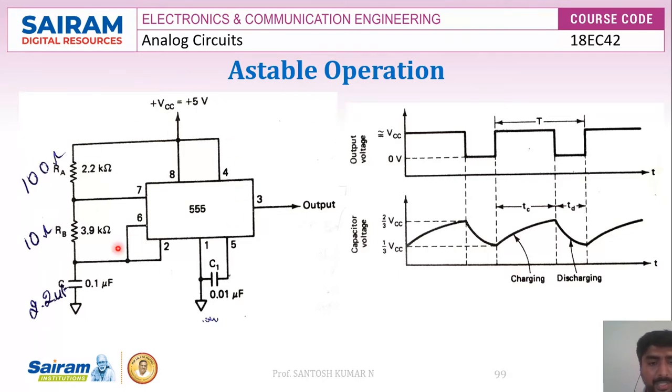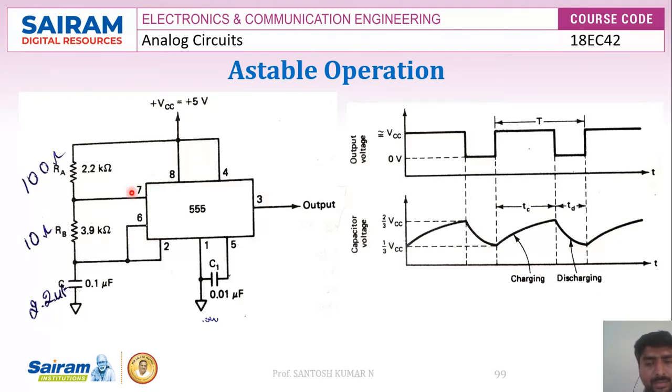Here we are not applying any kind of triggering pulse in order to change the output state. Hence it is called free running, and the time during which the output will remain high and low depends on the resistors and capacitor connected externally to this circuit, that is RA, RB and C. They determine the high and low states of the output.